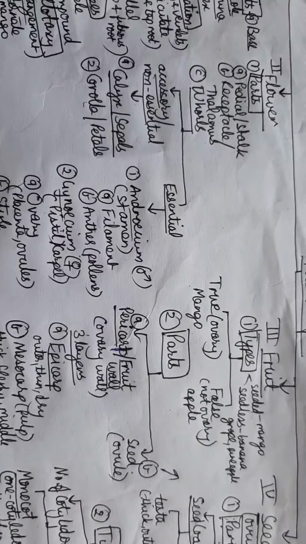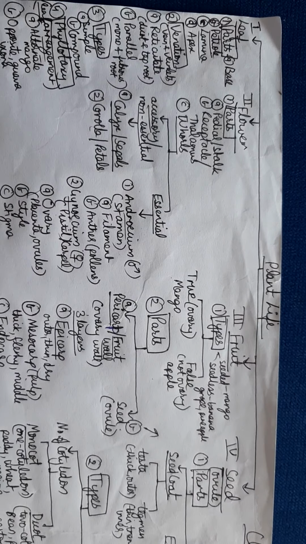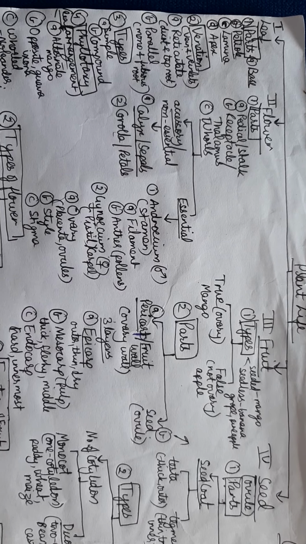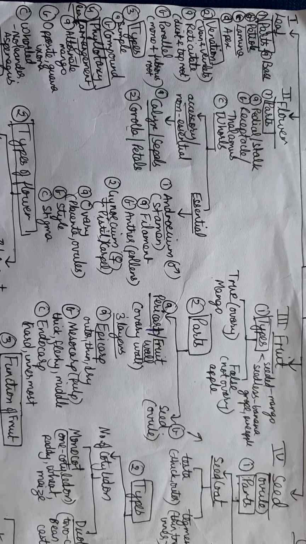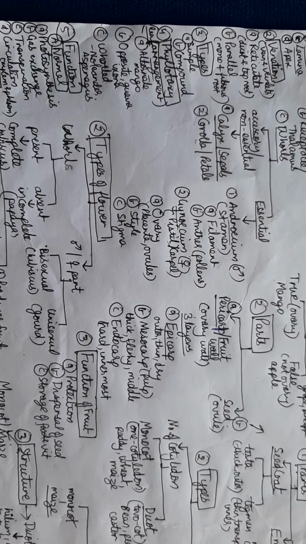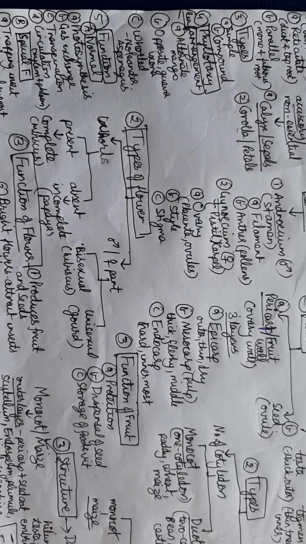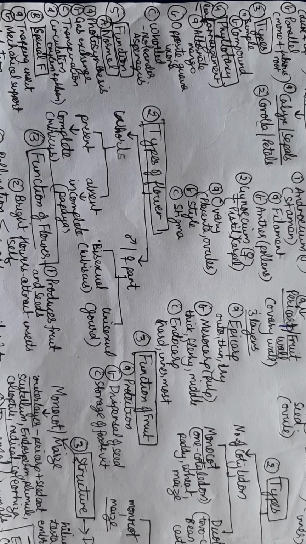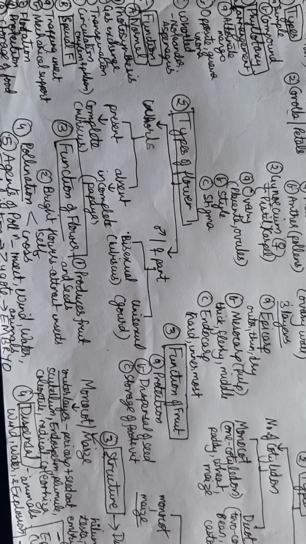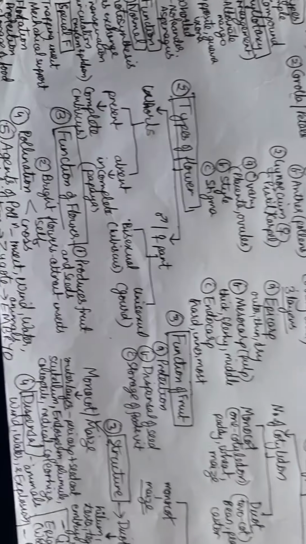Then we go to the third part, that is fruit. Fruit is again divided into two types, that is true and false fruit, as well as seeded fruit and seedless fruit. Then we'll go to the parts of the fruit, which is again pericarp and seed. Pericarp is three layered: epicarp, mesocarp, and endocarp. Then we'll go to the functions of fruits: protection, dispersal, and storage.